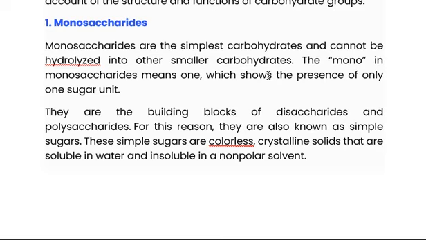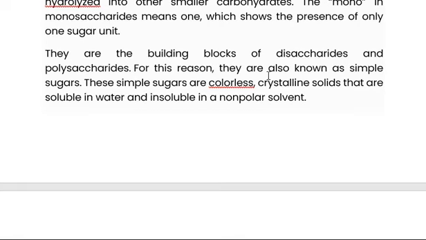Monosaccharides are the simplest carbohydrates and they cannot be hydrolyzed into other smaller carbohydrates. The mono in monosaccharides means one, which shows the presence of only one sugar unit. They are the building blocks of disaccharides and polysaccharides. So when you have two monosaccharides coming together, it forms disaccharides. When there are more than two, it forms polysaccharides.